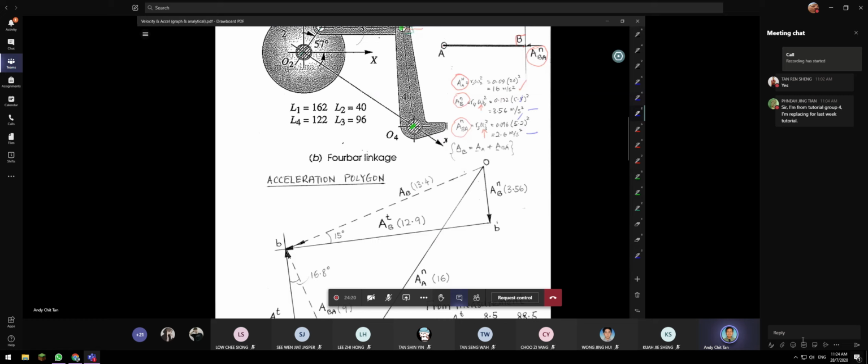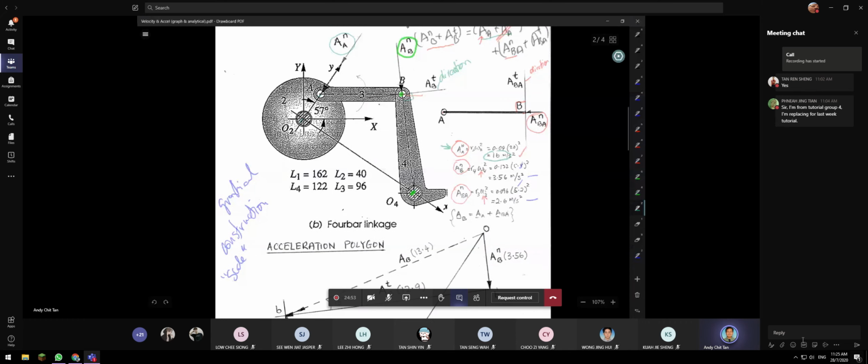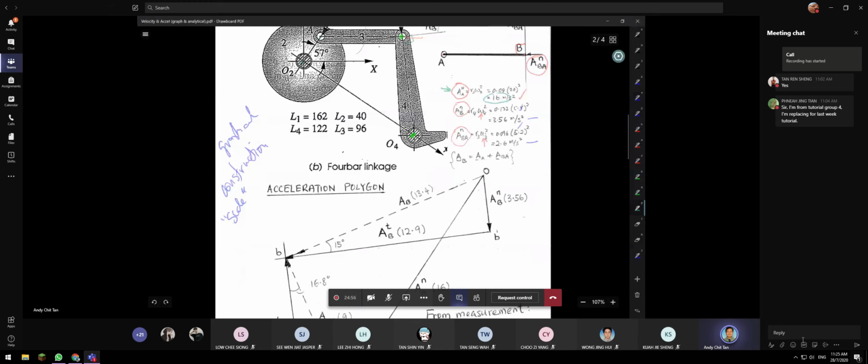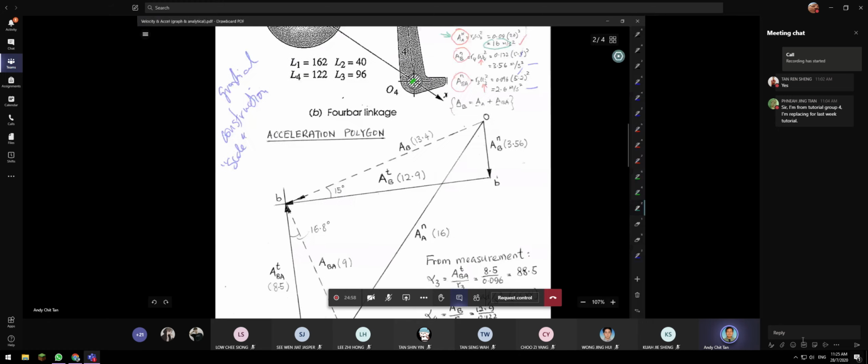Now we're ready to use our graphical construction method. Now we know the value. You have to draw this to scale. We use a scale drawing. So your first value is 16. Acceleration of A, normal. Acceleration of A is going towards the origin here, going downward. So we draw acceleration of A here, O, all the way down.